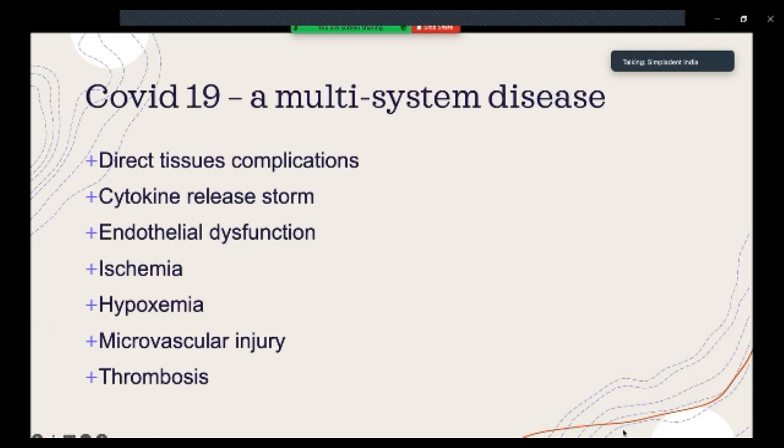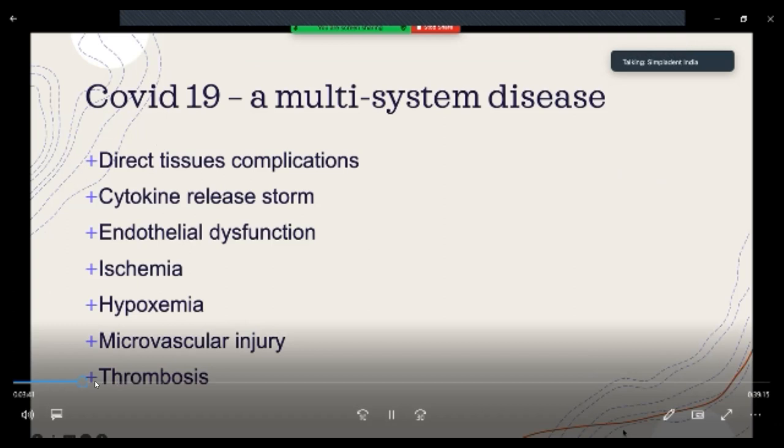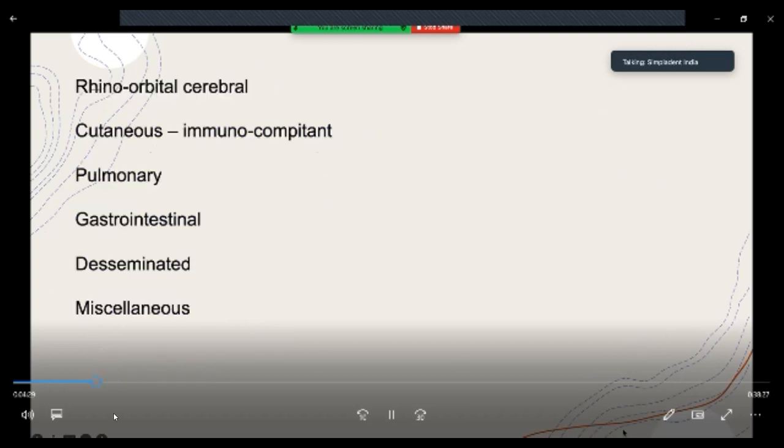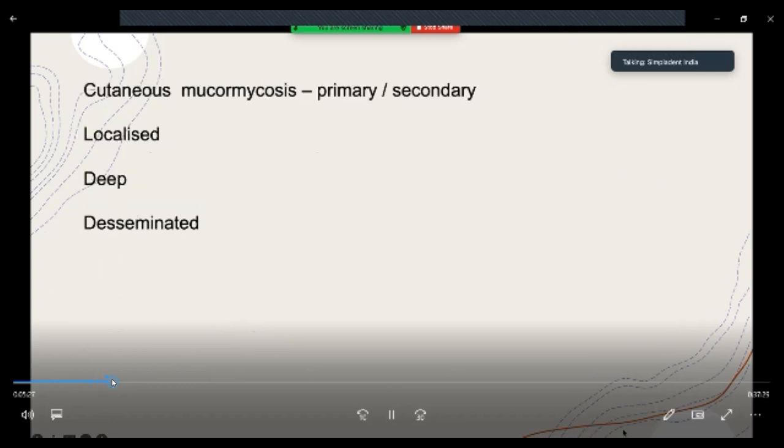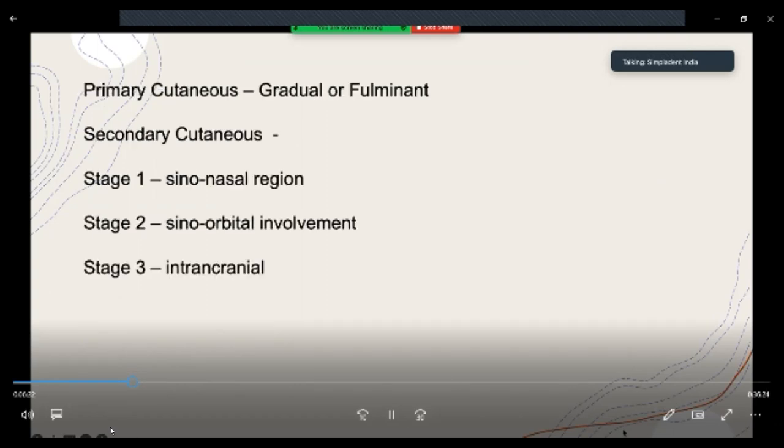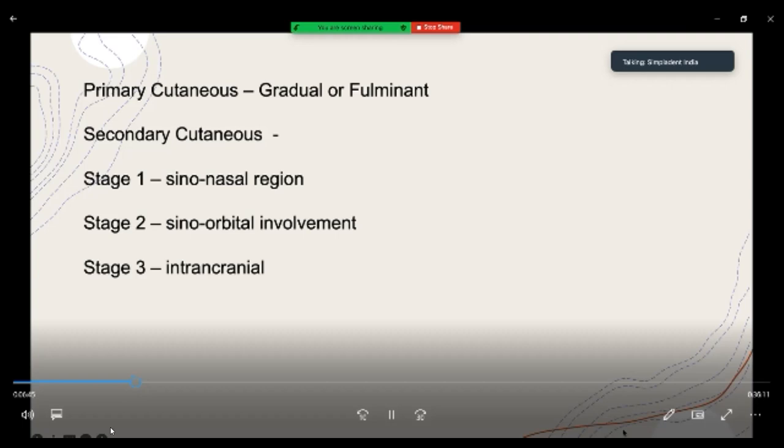If we're talking about COVID-19 affected mucormycosis, what are the types? We were facing angioinvasion, which can disseminate to adjacent sites also. Primary cutaneous is gradual or fulminant, and secondary cutaneous goes through stage 1, stage 2 and stage 3. I'm specifically telling you this because this is when the glabella implant will be needed. In stage 1, the sino-nasal region is involved. Stage 2 is sino-orbital involvement, and then intracranial involvement follows. I have operated on patients where the frontal sinus was also involved.